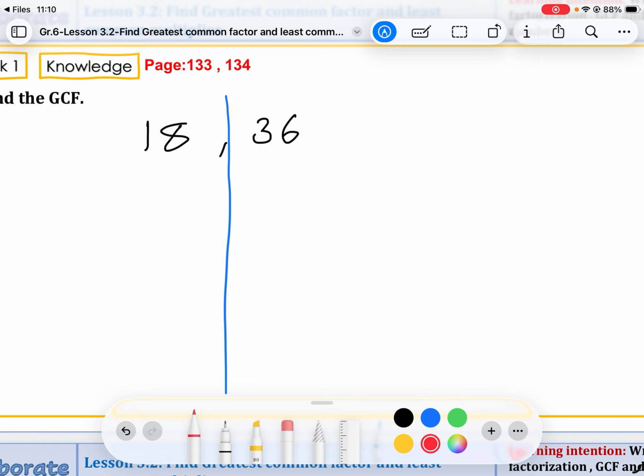Let's start factoring the 18. It's 3 times 6. 3 times 6 equals 18. 3 is a prime number. We're going to lock it. Let's factor the 6. It's 2 times 3. We ended up with two prime numbers, so we're going to lock them. We're done.